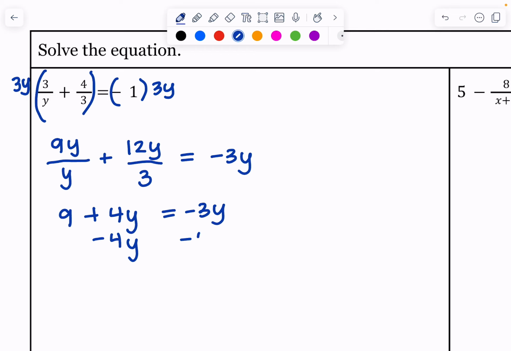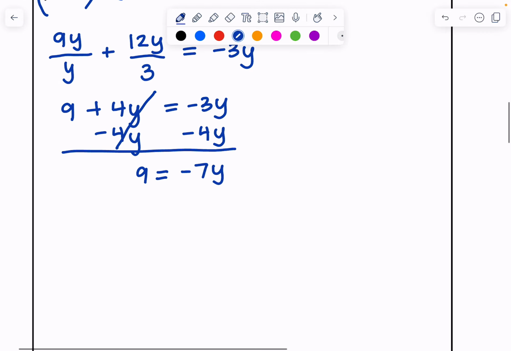Subtract 4y. We get 9 equals negative 7y. And we divide by negative 7. And we get y equals negative 9 over 7.